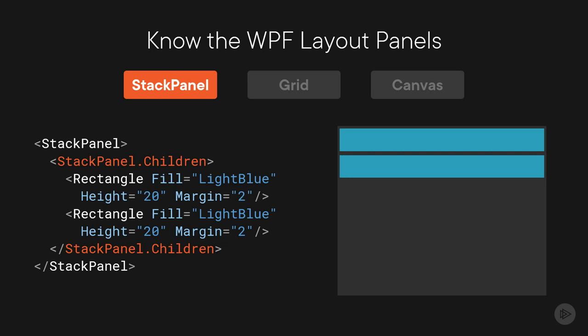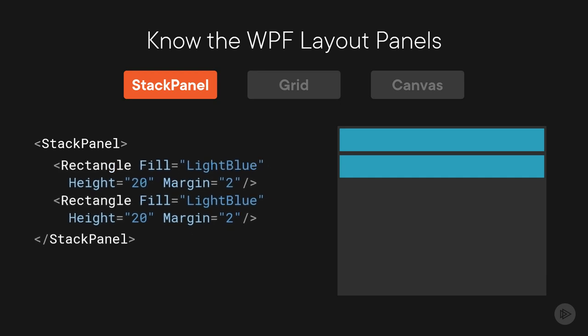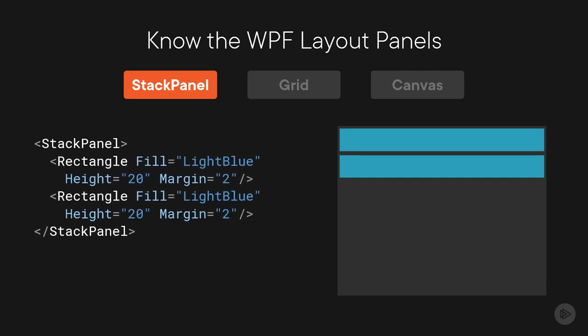Now let's look at the property element stackPanel.children. The children property is defined in the Panel class, which is the base class for all WPF layout panels. The Panel class defines the children property as a content property with the ContentProperty attribute. This means that you can omit this property element. This makes your XAML code more compact.